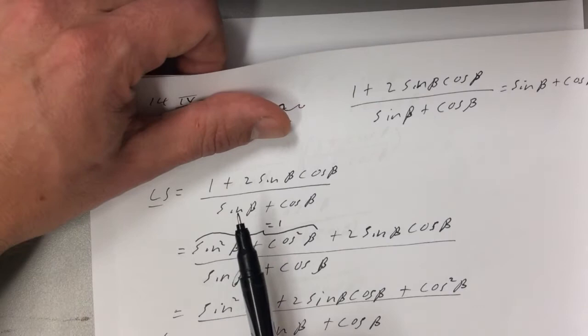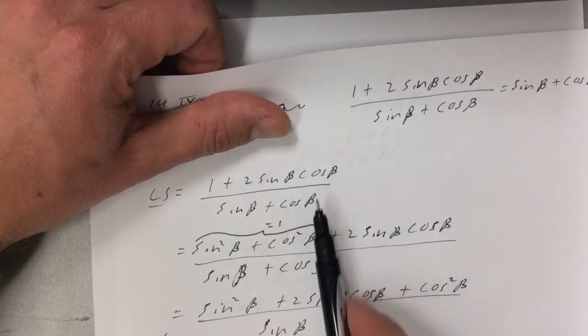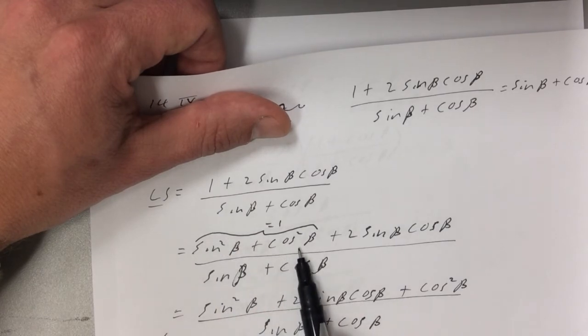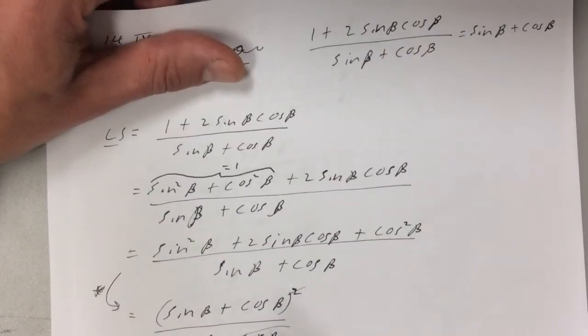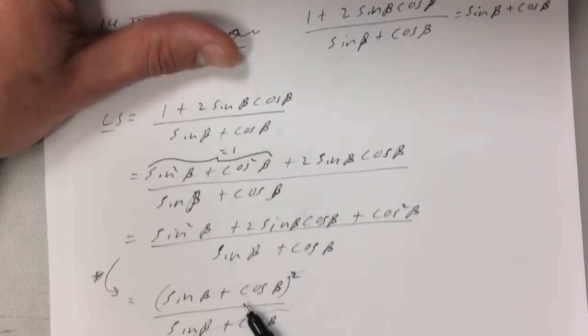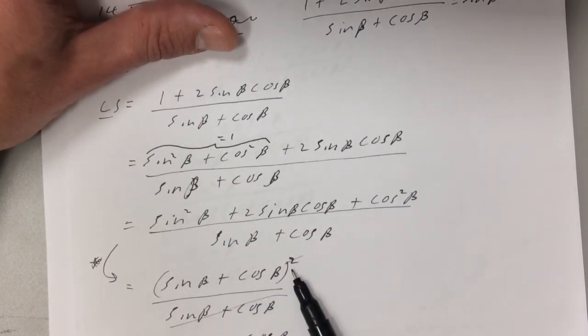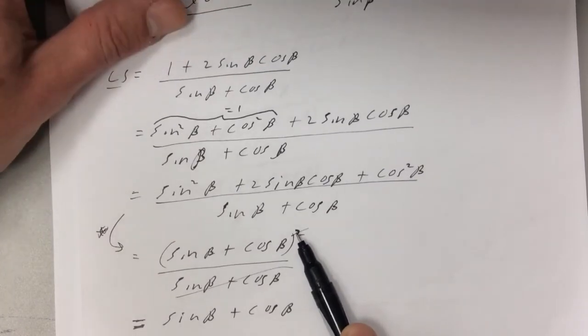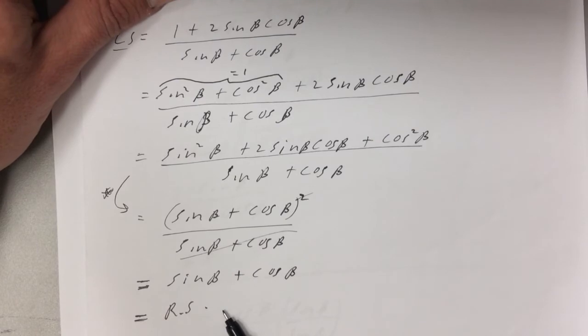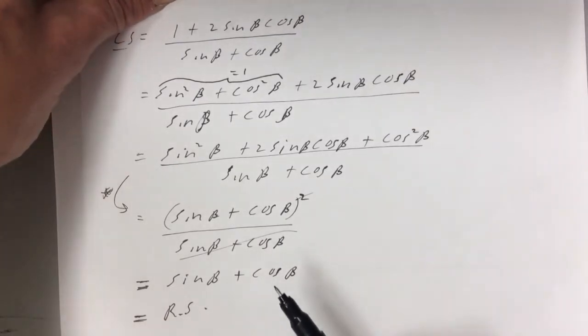So look at the left side of this. I'm going to replace the 1 with sine squared beta plus cos squared beta. And then just by rearranging this, putting the 2 part in the middle, that ends up being a perfect square. So you can factor that to (sine beta plus cos beta) squared. And then you cancel out one of the factors on the top with the bottom, and you've got the right side. So that's a hard one to see, but now that you've seen it, hopefully you'll be able to use that trick again.